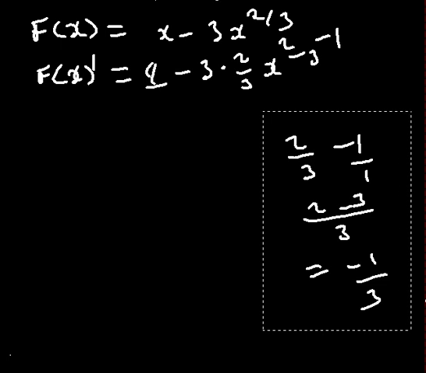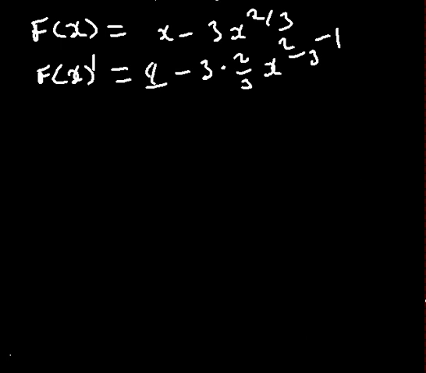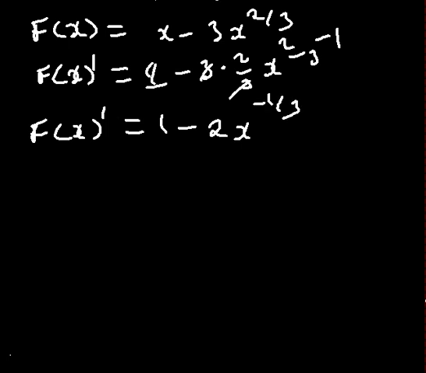And what will go up next? As you can see there, we have f prime of x as 1 minus, this will cancel, 2x to the power negative 1 over 3.